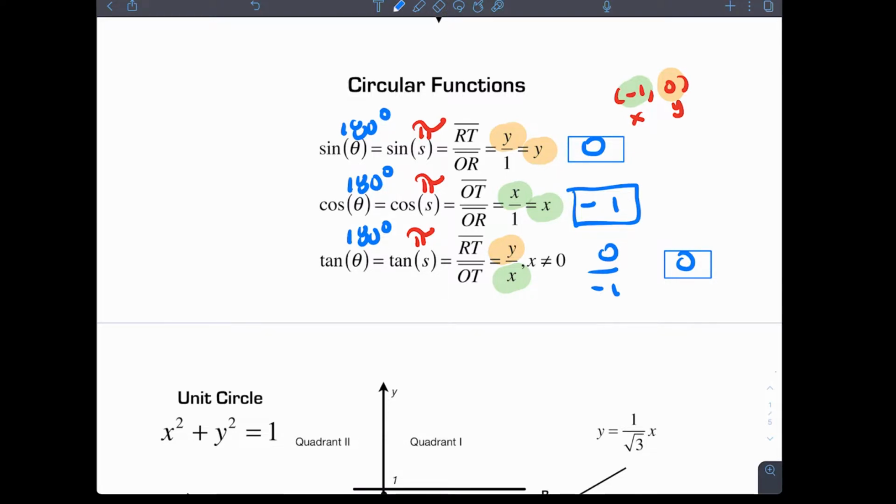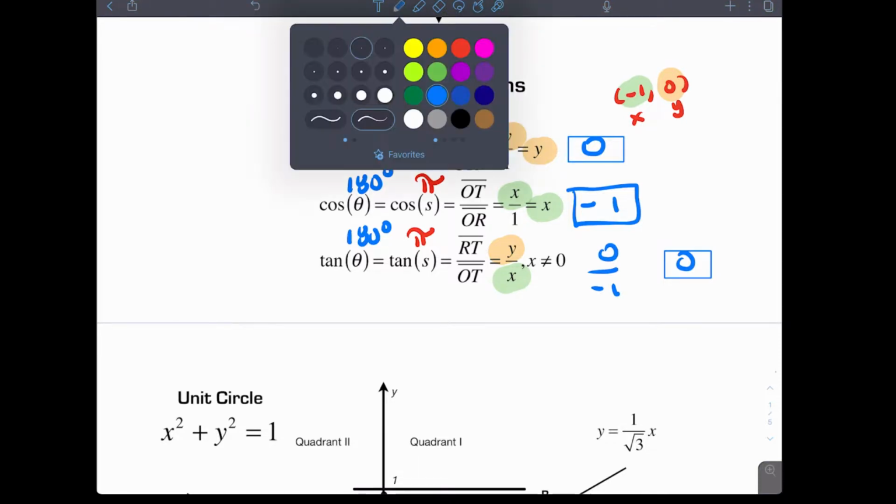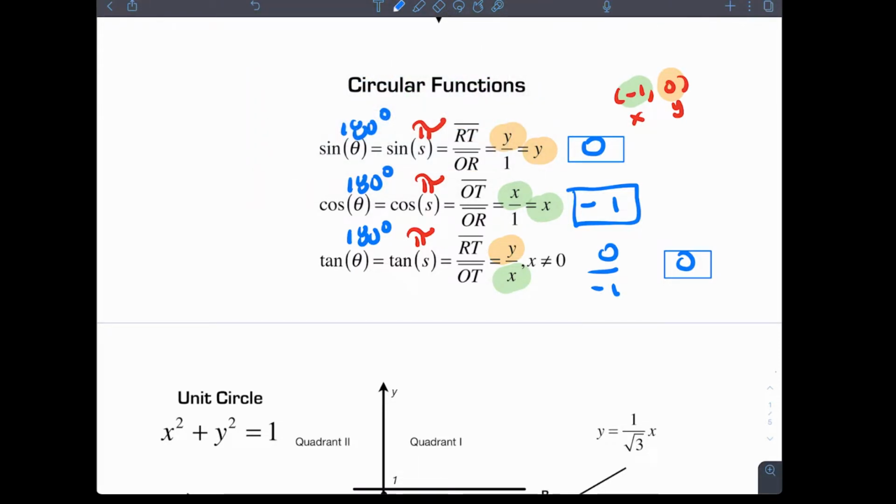What about if I said to you, can you give me the reciprocal? Remember, this starts with an S, so I'm going to say cosecant. Cosecant of 180 degrees would be 1 over what? It's 1 over the y value, right? So it'd be 1 over 0. We know that's what? Undefined. There we go.